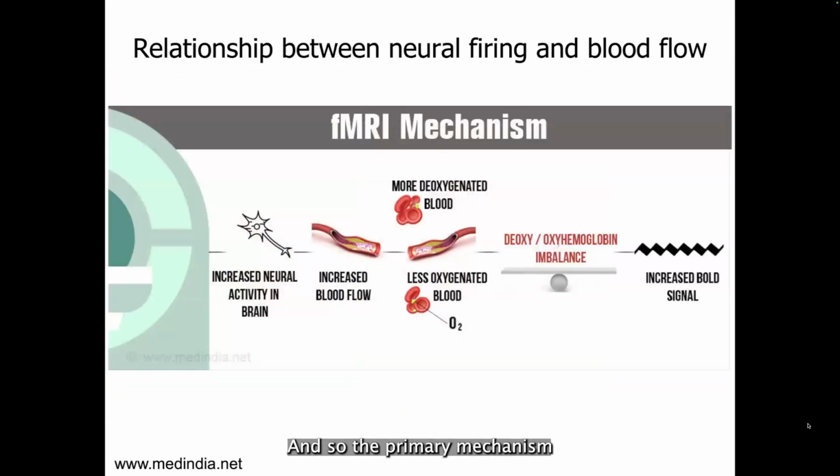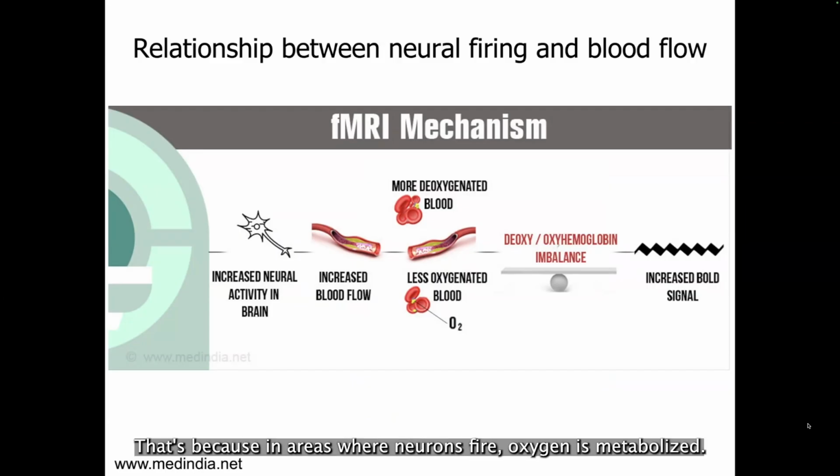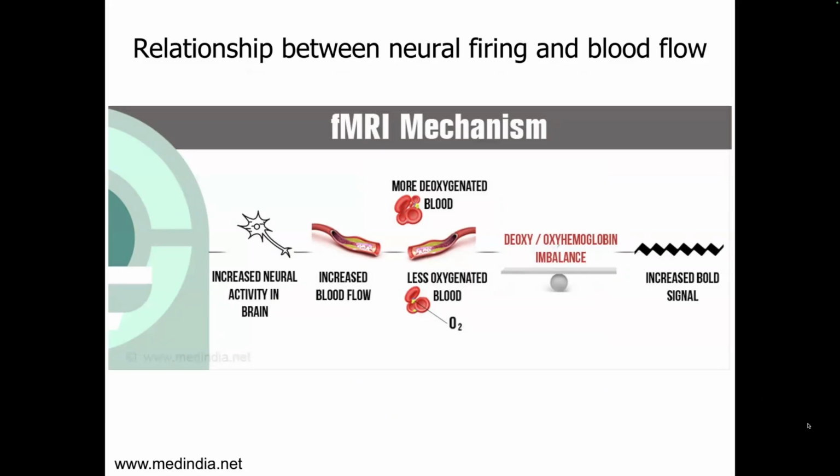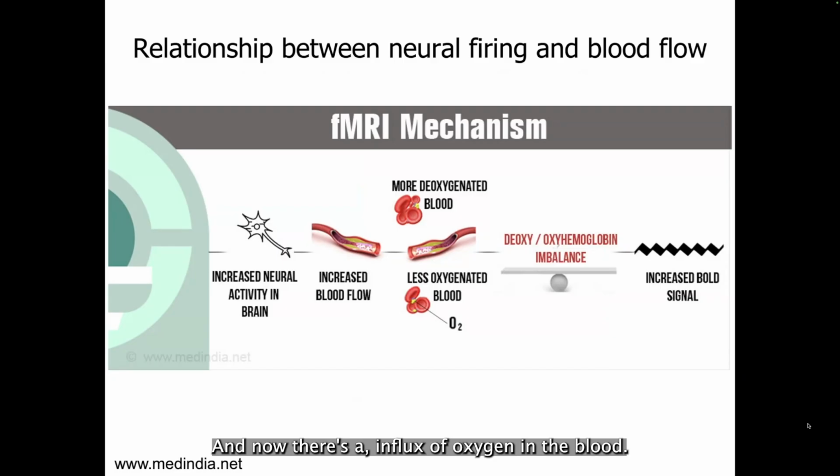And so the fMRI mechanism looks something like this: increased neural activity, increased blood flow, more deoxygenated blood, less oxygenated blood. And why is that? That's because in areas where neurons fire, oxygen is metabolized, and so there's more deoxygenated blood. Deoxygenated blood goes up. This relative ratio creates an imbalance, and now there's an influx of oxygenated blood, and that increases our BOLD signal locally.